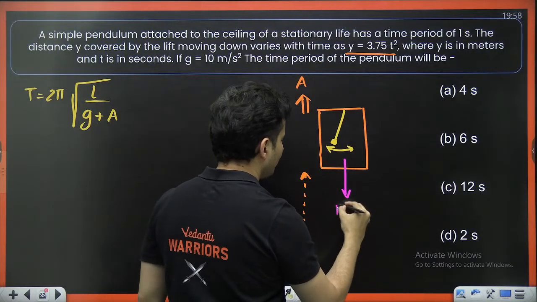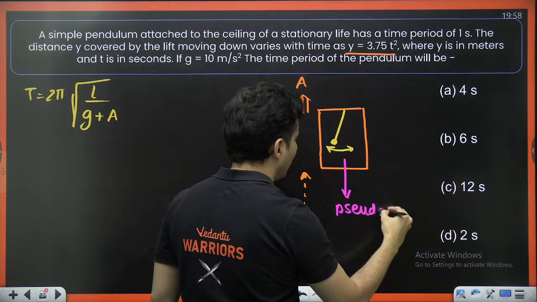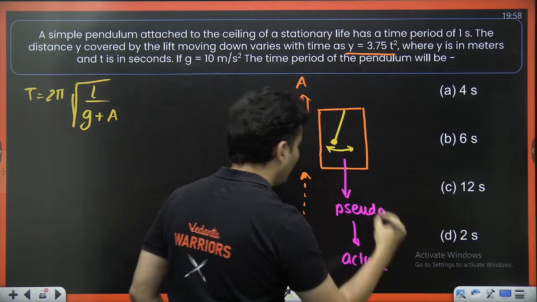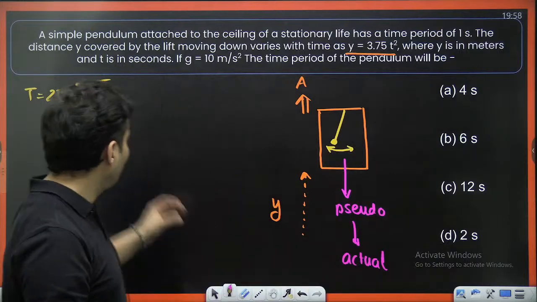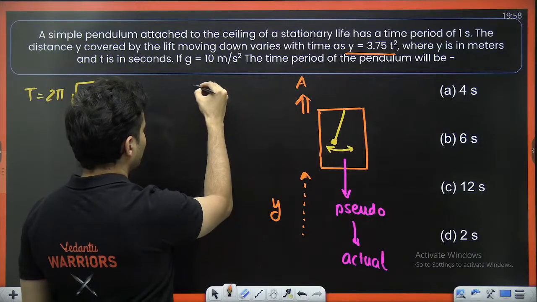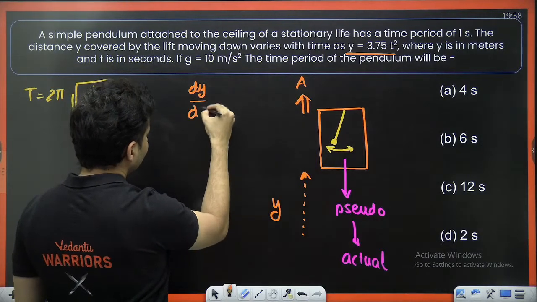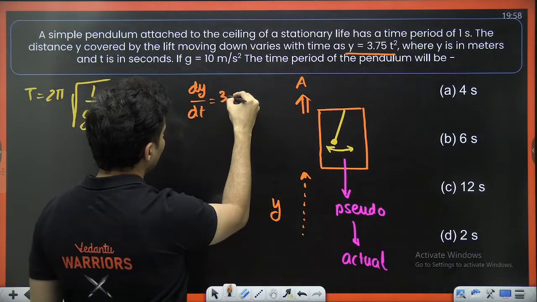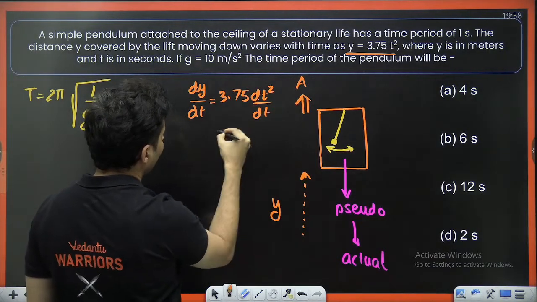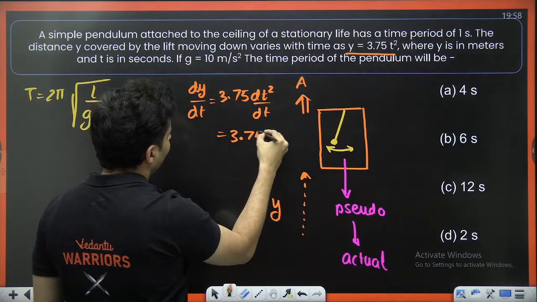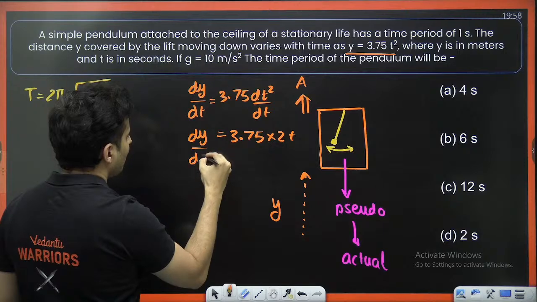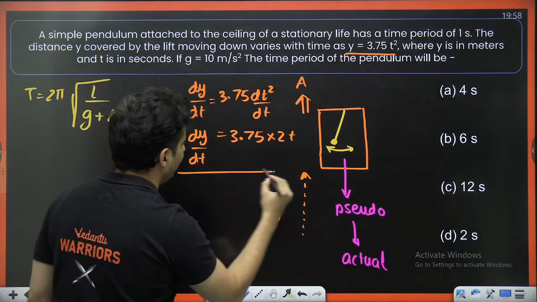Pseudo force is down. Even the actual gravity is down. So pseudo and actual will add. It will add to the weight. So G plus A. How much is that A? Very simple. dy by dt is 3.75 times the derivative of t square with respect to time. So 3.75 into 2t. That is dy by dt.